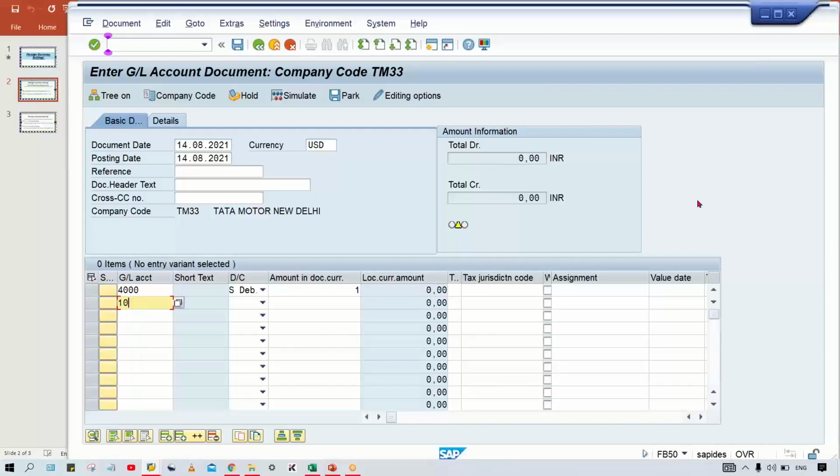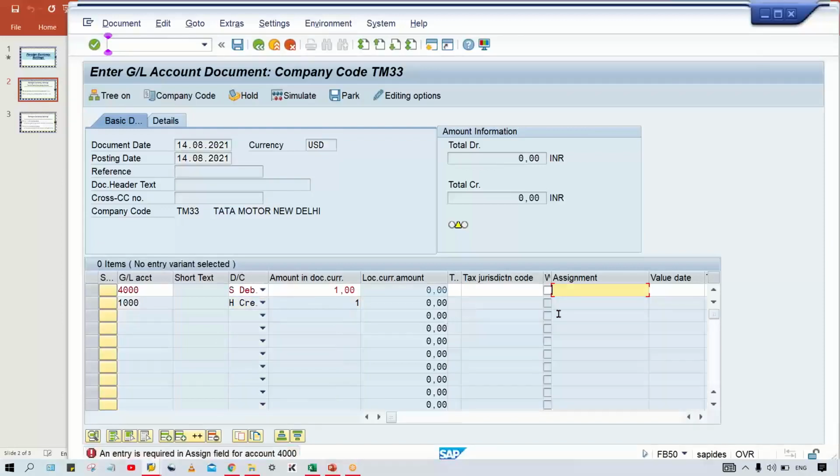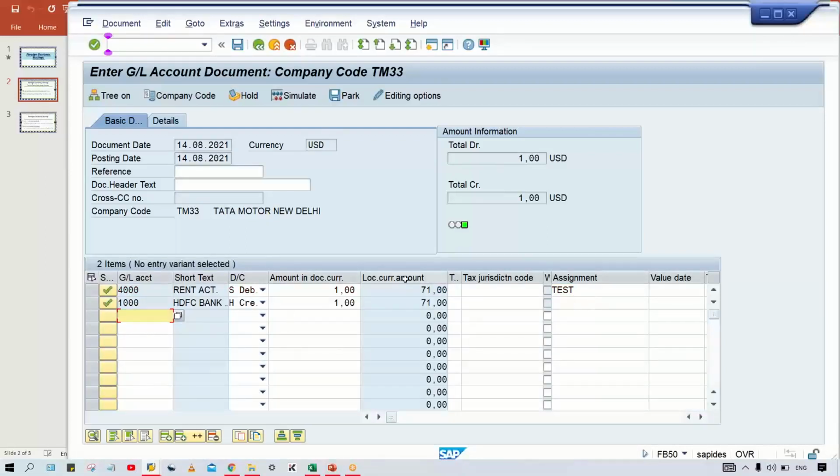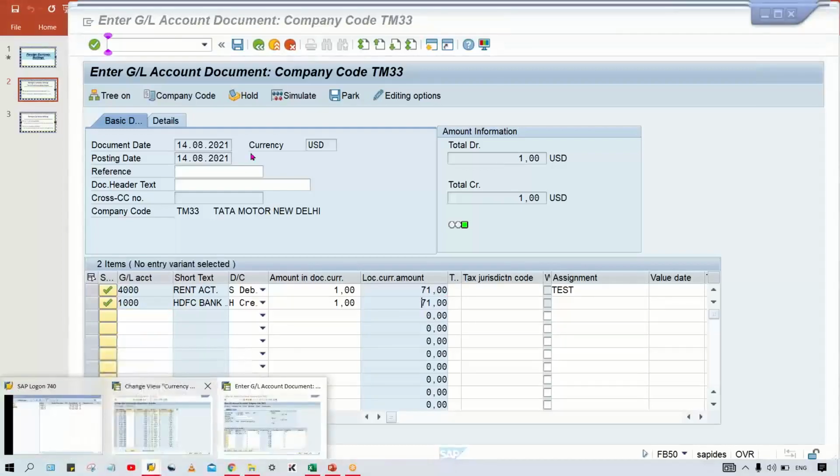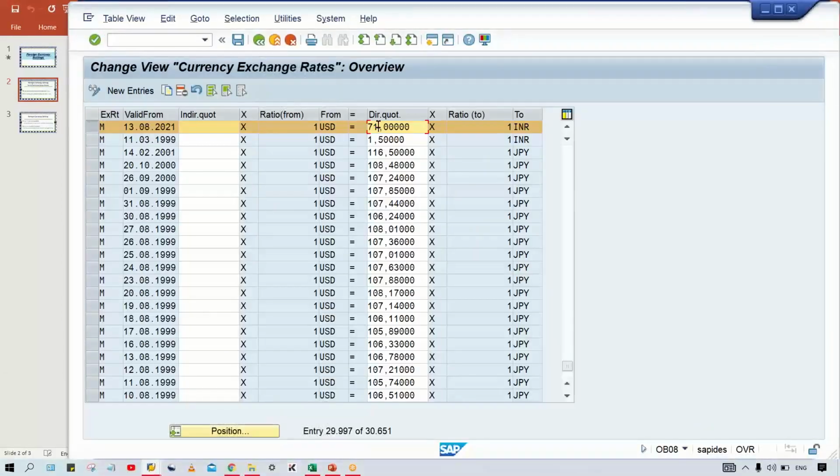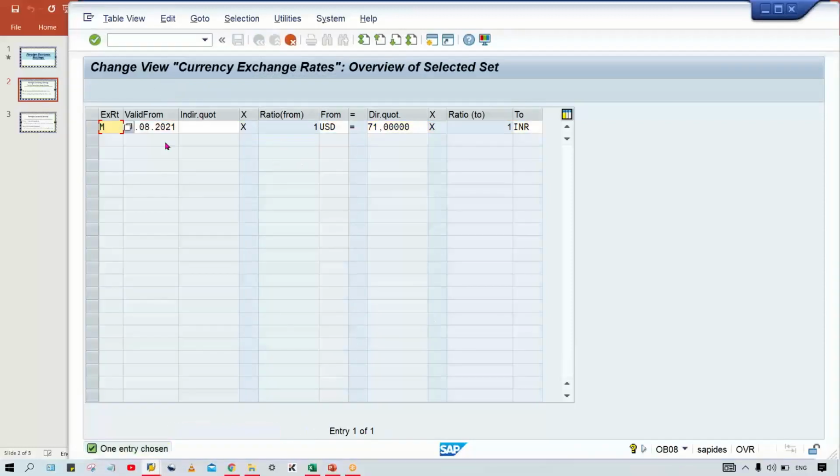And here, let's suppose credit 1. And if you press enter, assignment field is a required entry, you make it something. Okay. Look at here 71, 71. It is like latest. Latest from this one is going to appear, right? The same thing if you want to just copy here and make it 14.